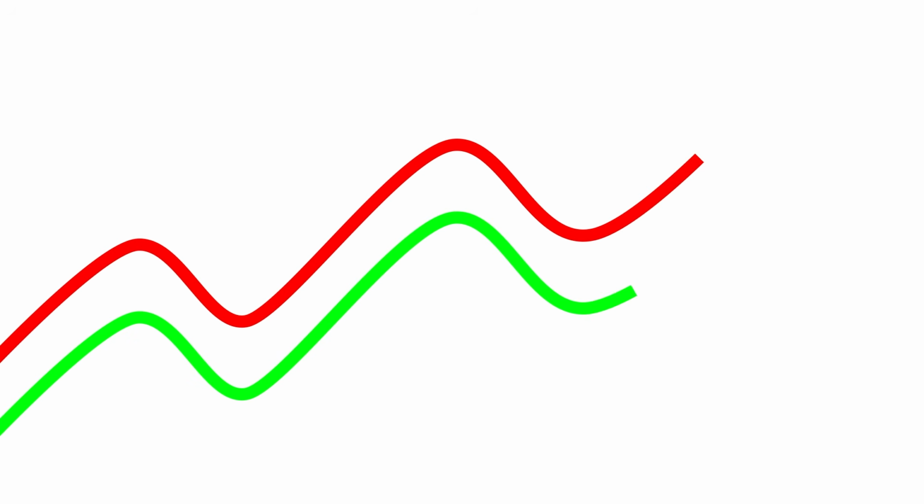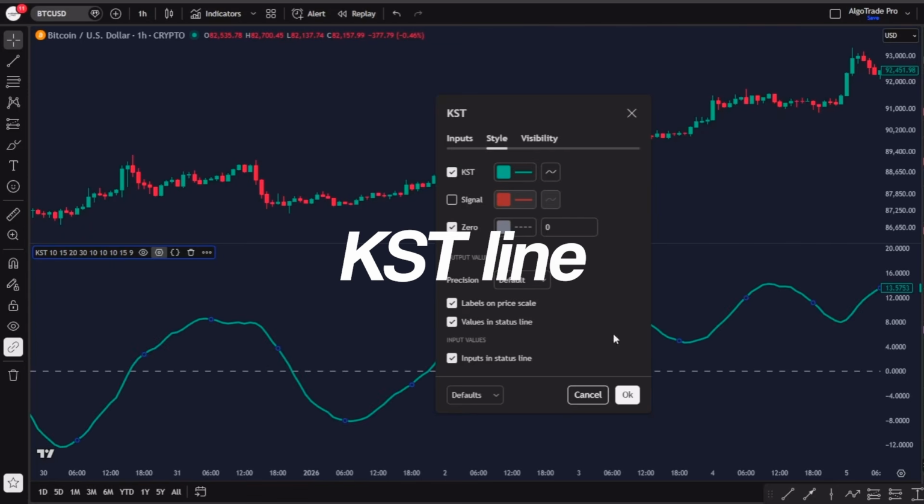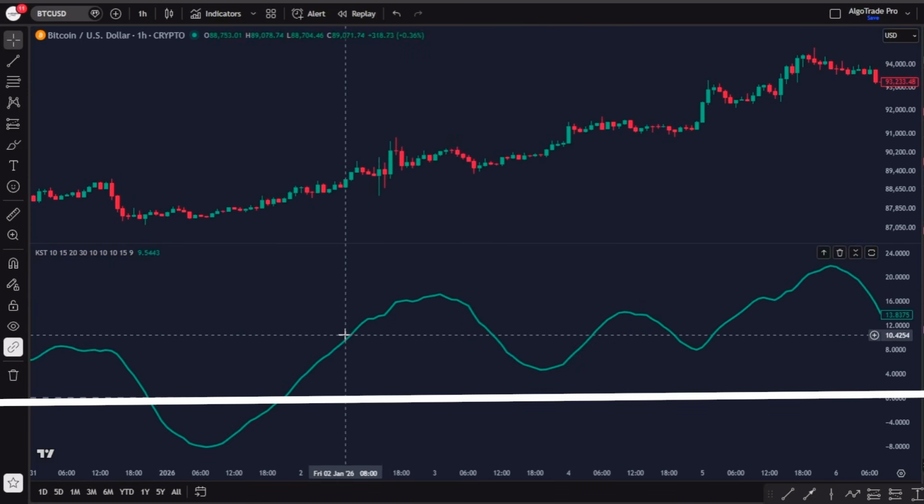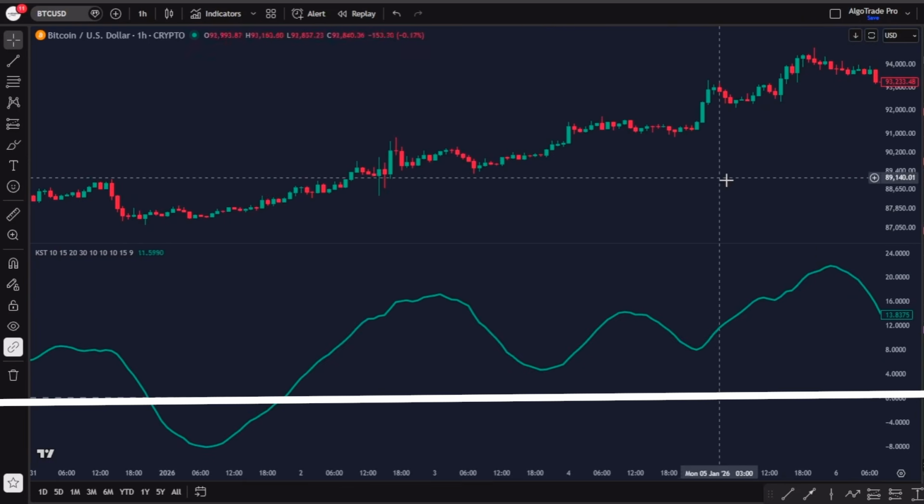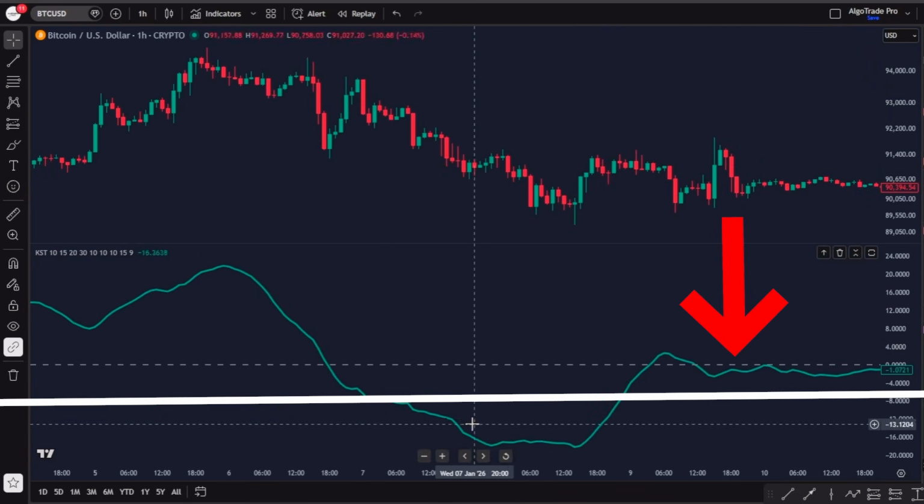So, instead of reacting to price like most oscillators do, the KST blends all of them together, smooths out the noise, and then compresses everything into 2 main lines. The first one is the KST line itself. When it's above 0, overall momentum is bullish. When it's below, momentum is bearish.